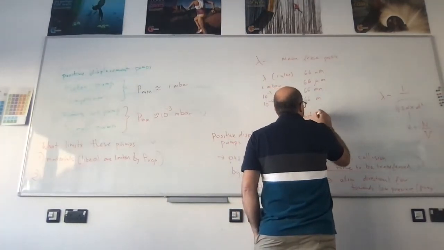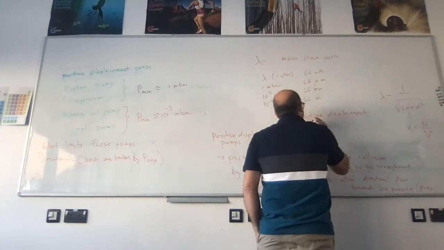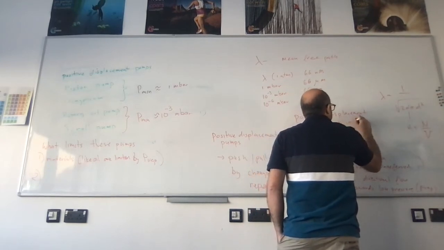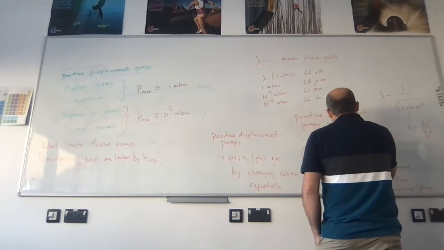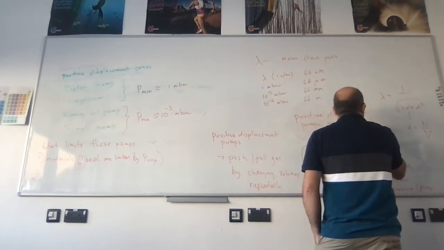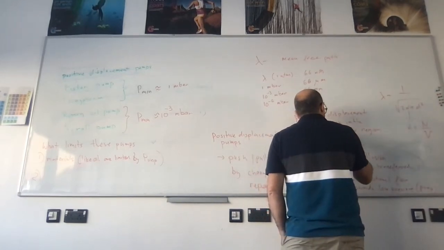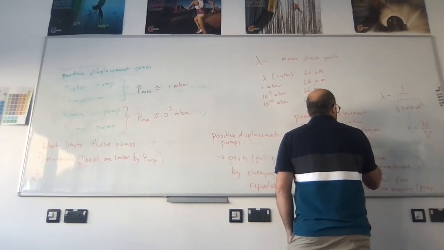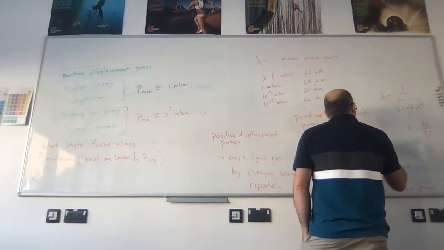Basically, all these positive displacement pumps work in what's called the continuum flow region. The continuum flow region is defined as a region where the dimensions of the vessel are larger, or much larger, than lambda, the mean free path.